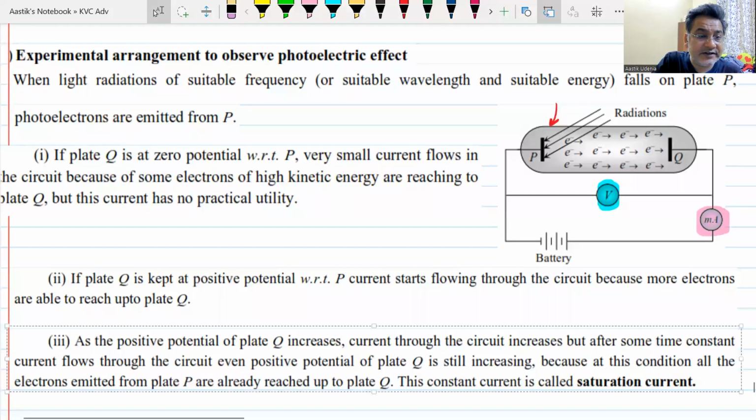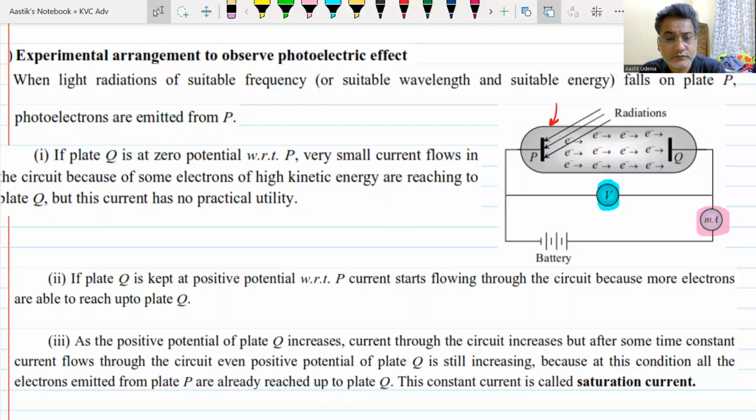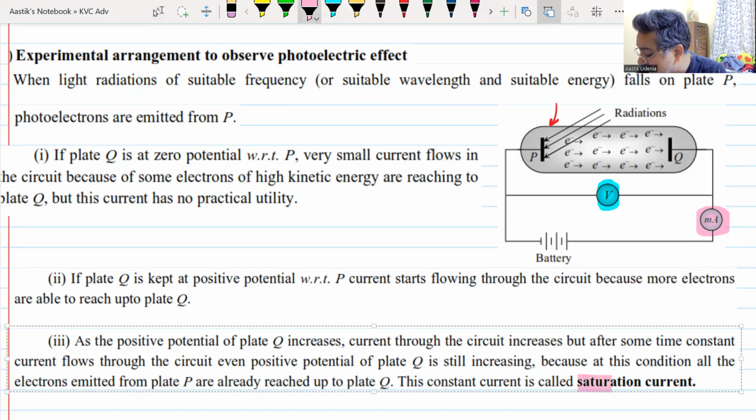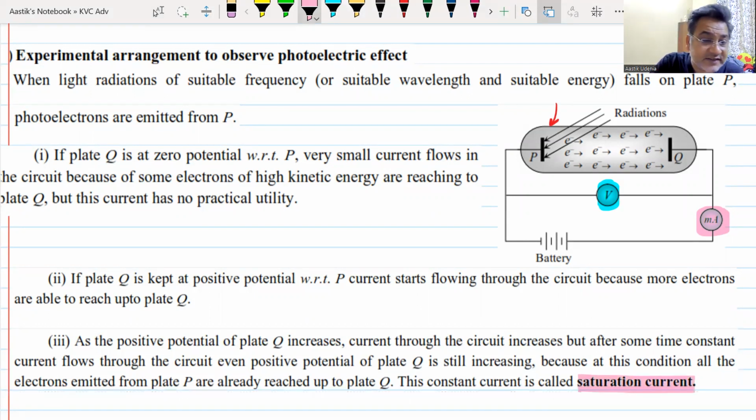If I keep on increasing this value of Q with respect to P, there will be a point when the current in the circuit becomes maximum, because all the electrons which have been liberated at point P are now able to reach point Q. In this case, the current in the circuit becomes constant, and this current is known as the saturation current. Do we understand what I have said?